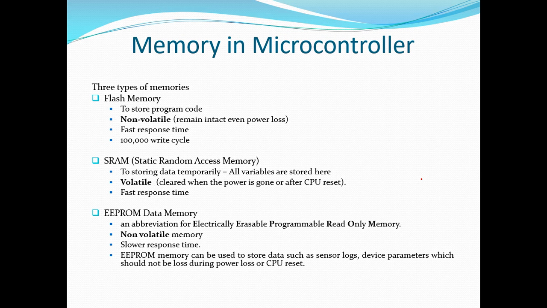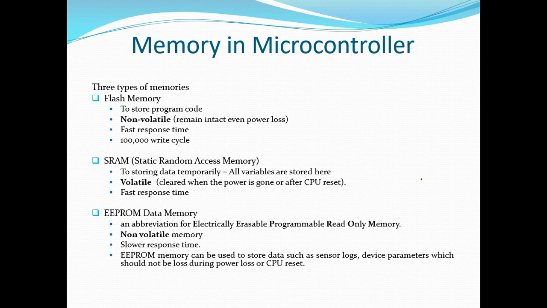First, let's recall what we have learned in chapter 1 or chapter 2, which is memory in microcontroller. We have three types of memory: flash memory, SRAM, and EEPROM. You must remember the difference. Flash memory is used to store the test program, SRAM to store data temporarily, and EEPROM to store data permanently.